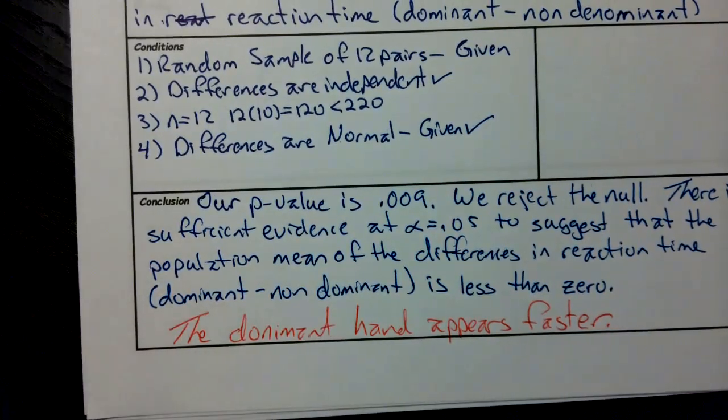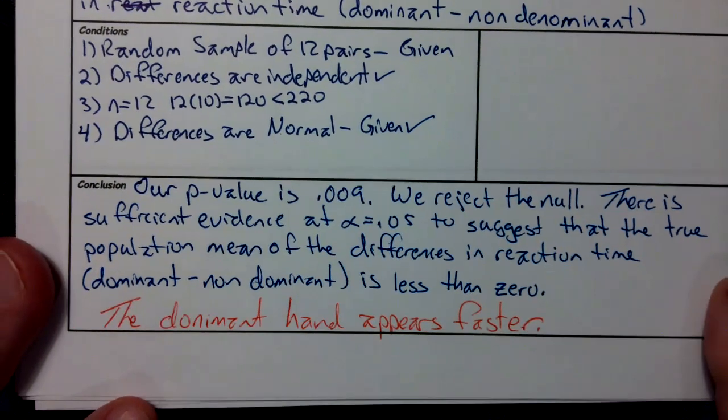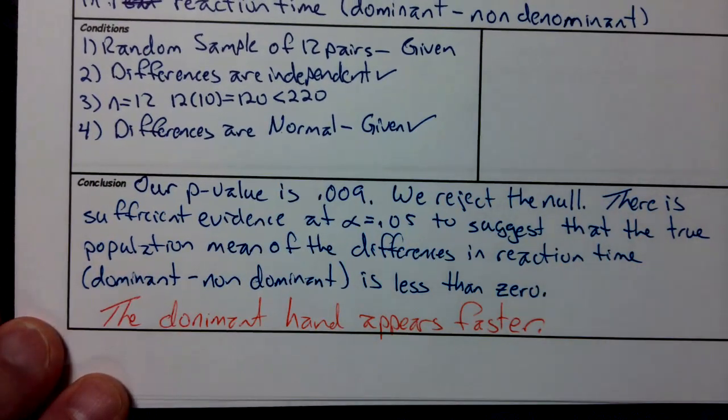All right. So in this case, we actually had significant evidence, or substantial evidence, enough evidence to say the dominant hand appears faster.